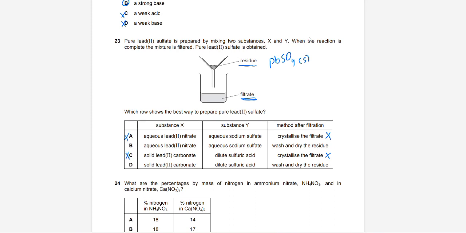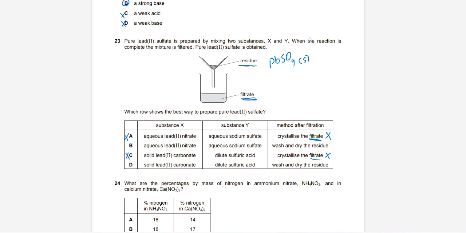Now we are left with two options: aqueous lead nitrate and aqueous sodium sulfate, wash and dry the residue. Aqueous lead nitrate, Pb(NO3)2, and sodium sulfate, wash and dry the residue. It's okay. Next is solid lead carbonate and sulfuric acid. In this way, I will write equations for both of these. Because lead sulfate is insoluble, it will not be in the filtrate, so we don't need to crystallize the filtrate. That's why these two options are incorrect.